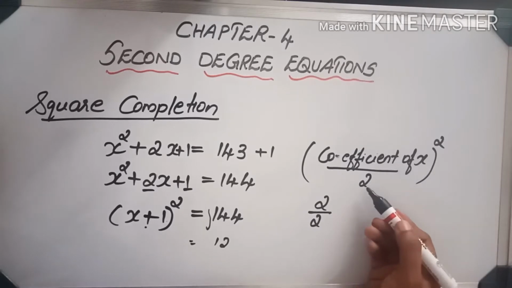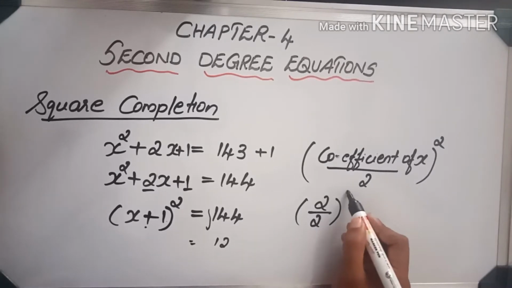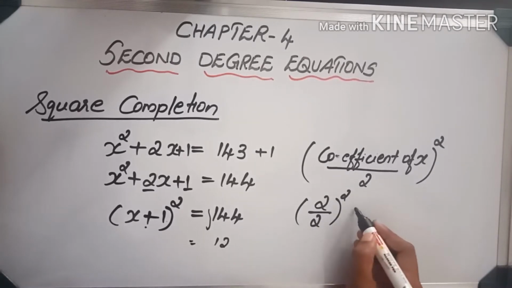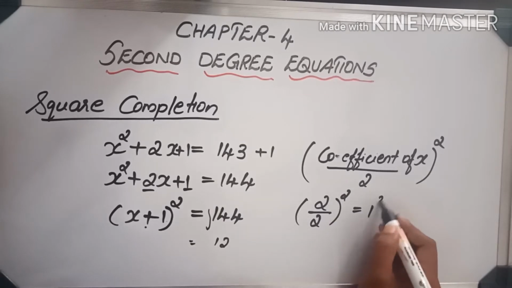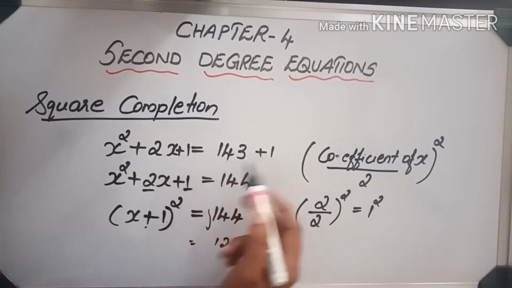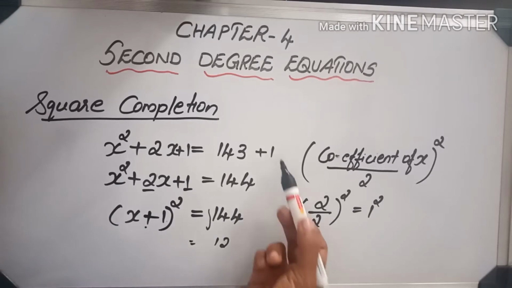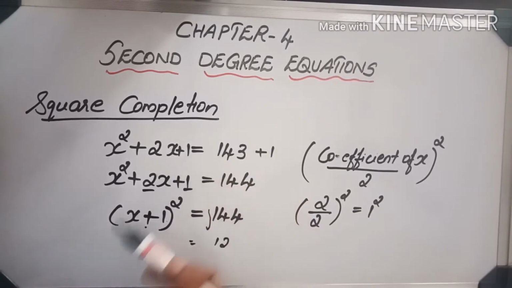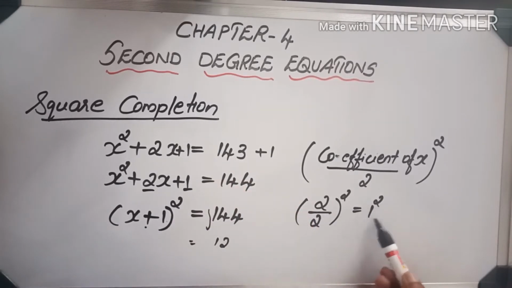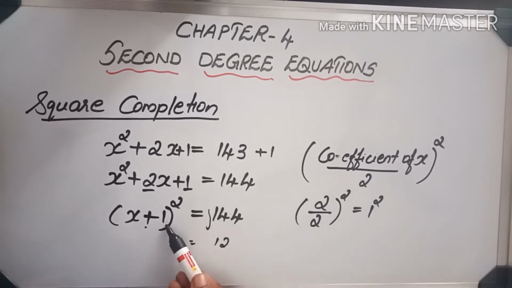Coefficient of x by 2, whole square, we have to add. 2 by 2 is 1. So 1 square we need to add to these two sides. 1 square is 1 itself. That's why we add 1 here and 1 here. This is the same 1. Which number's square will be here? That number we will write like this: x plus 1 the whole square. So this is the square completion method.